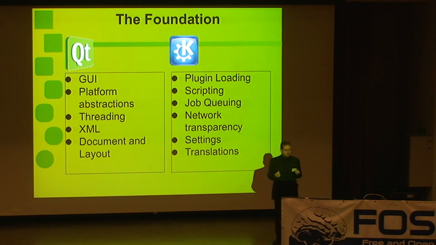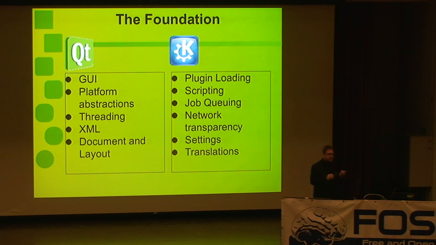Scripting is done using the Kross library, which means that if you want to extend a Calligra application with a script, you can use any language which Kross supports, which is Python and Ruby and Perl and Java and JavaScript and even something called Falcon.